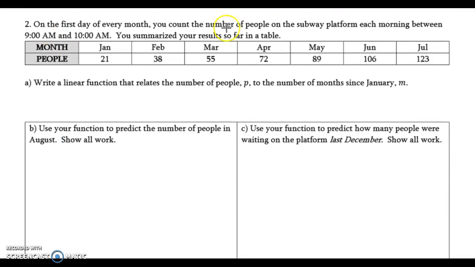On the first day of every month, you count the number of people in the subway platform between 9 and 10. You summarize your results in a table. So with this table, we're going to try to write a linear function that relates the number of people P to the number of months since January. Again, I'd like you to pause the video, try to take a look at this question, and then I'll give you the answers for it.